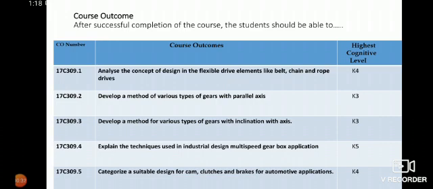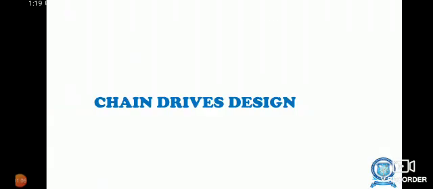After successful completion of the course, the students should be able to analyze the concept of design in flexible drive elements like belt, chain, and rope drives. The student should be able to develop methods for various types of gears with parallel axis, and various types of gears with inclination with axis. The student should be able to explain the techniques used in industrial design and multi-speed gearbox application. The student should be able to categorize the suitable design for cams, clutches, and brakes for automotive application.